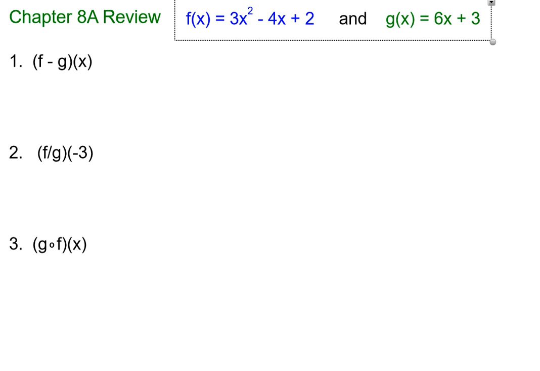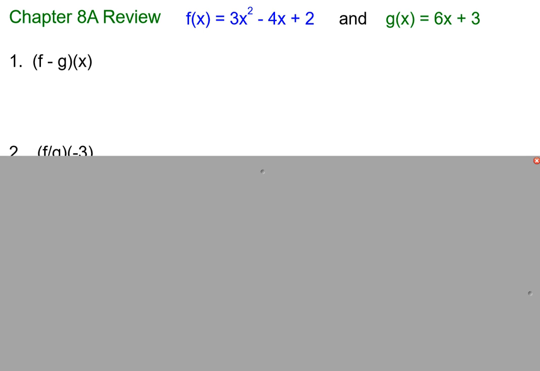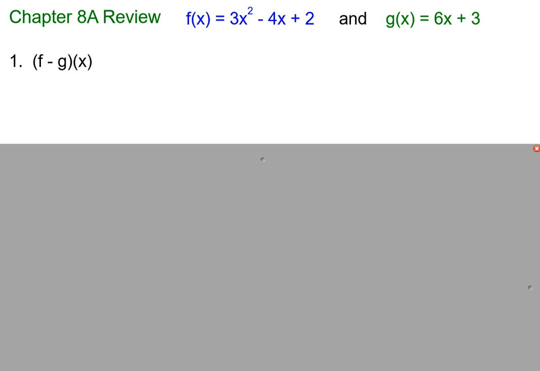Okay, so I've got two functions up on the board, and we're going to do numbers 1, 2, and 3 off of these. You know what? I'm just going to go 1 and 2 here. Let me screen that off. Let's just do 1, and then we'll go from there.